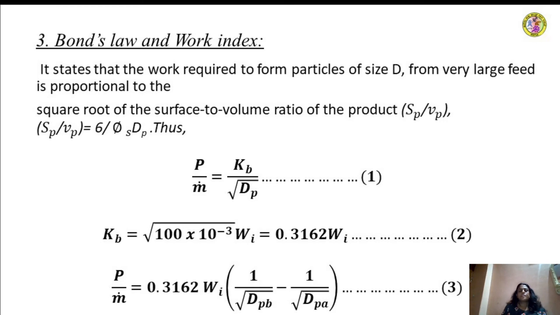Using this, if you rewrite the statement of Bond's law for the given size reduction operation, the final equation will be like this: P by m dot equals 0.3162 Wi into 1 by square root of dpb minus 1 by square root of dpa, where dpb and dpa are the diameter of the product and the feed respectively.